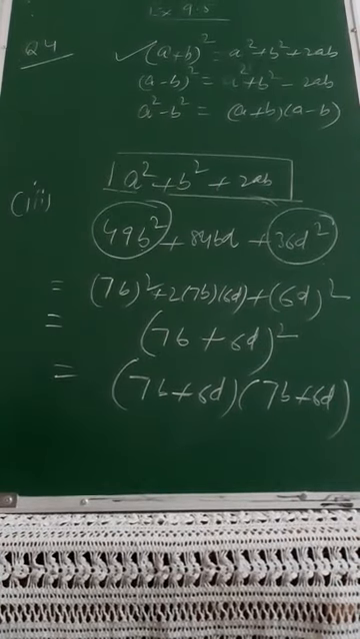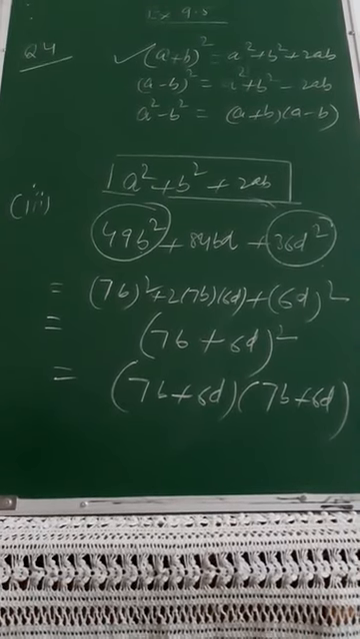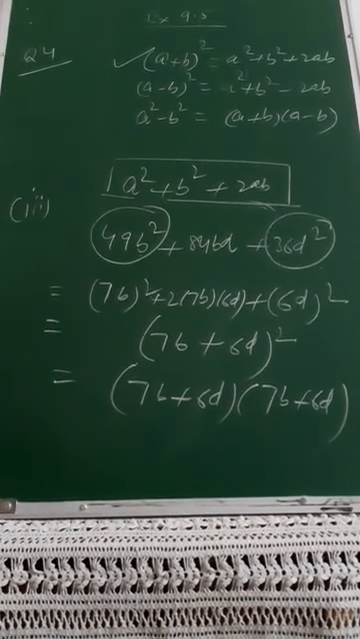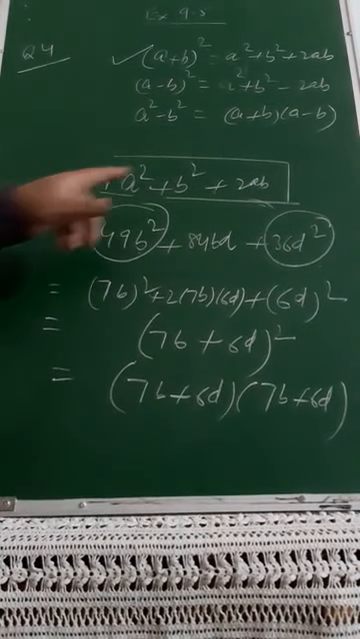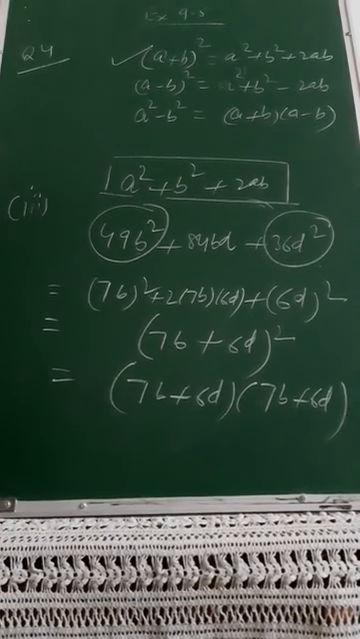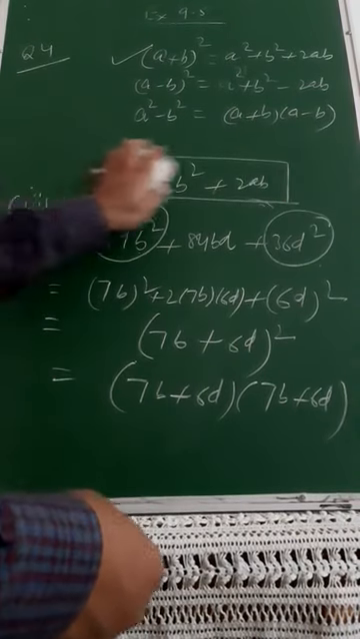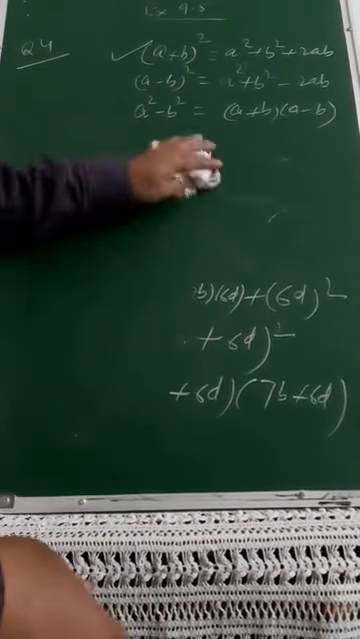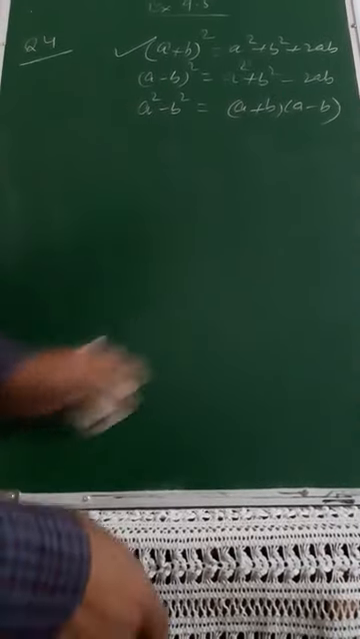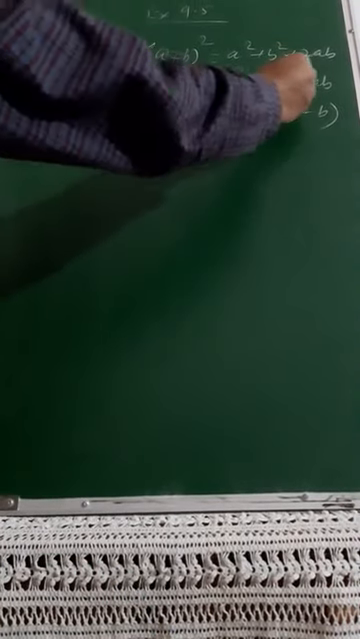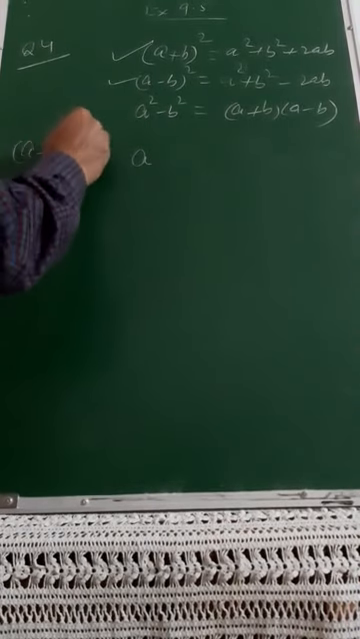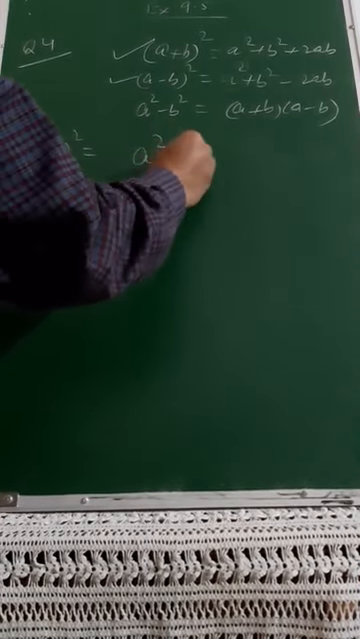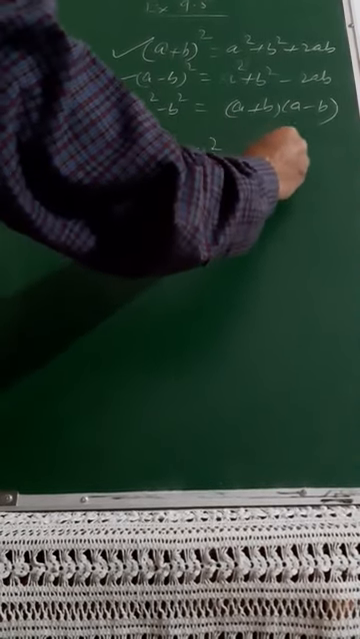Then I will go to the next one, that is a square plus b square minus 2ab. Now the second identity. The first and third were based upon a square plus b square plus 2ab. Now I will pick another identity, the second one, which is (a minus b) whole square. What is (a minus b) whole square? (a minus b) whole square is equal to a square plus b square minus 2ab.